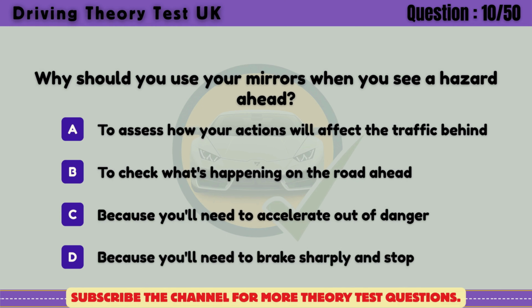Question 10. Why should you use your mirrors when you see a hazard ahead? Option A. To assess how your actions will affect the traffic behind. B. To check what's happening on the road ahead. C. Because you'll need to accelerate out of danger. D. Because you'll need to brake sharply and stop.